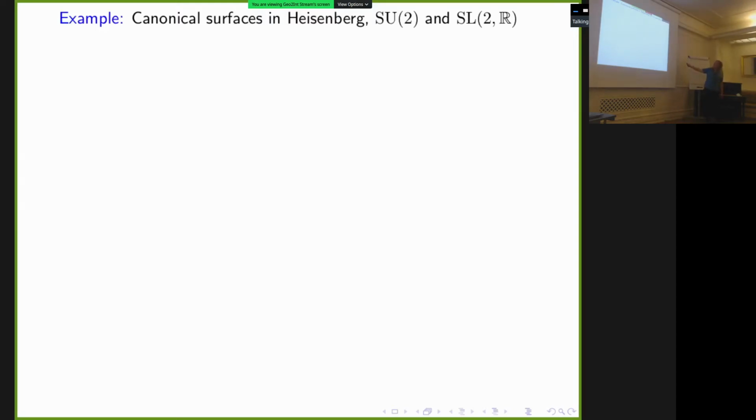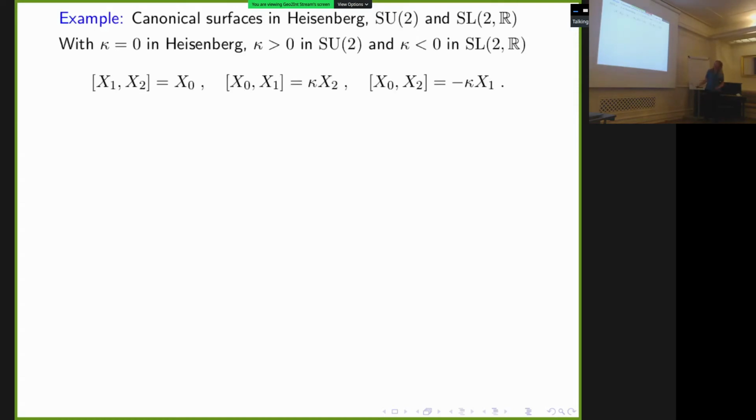And now you can also consider SU2 and SO2R as 3-dimensional contact sub-Riemannian manifolds. Basically what happens is, in all 3 cases, because they all have an underlying group structure, you can find left invariant vector fields x1 and x2. Their bracket gives you a third vector field. And then the way those 3 model cases differ is basically in terms of this kappa.